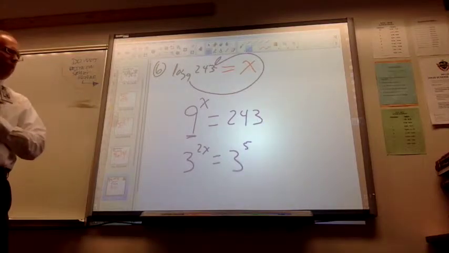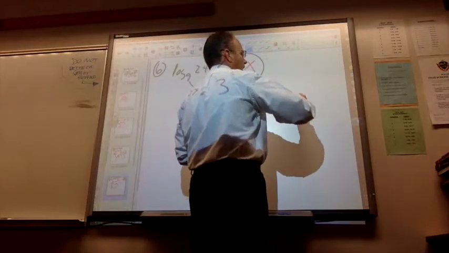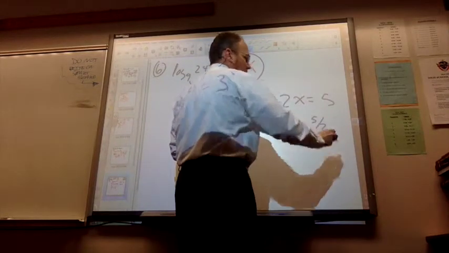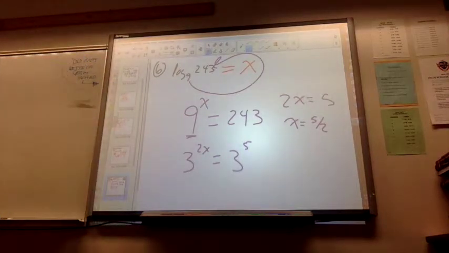What do I do with the exponents then? Set them equal to each other. So I get 2x is equal to 5. So x is equal to 5 over 2. X equals 2.5. You pick your fave.